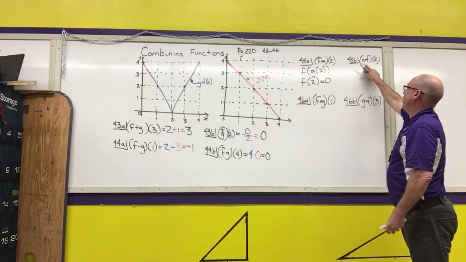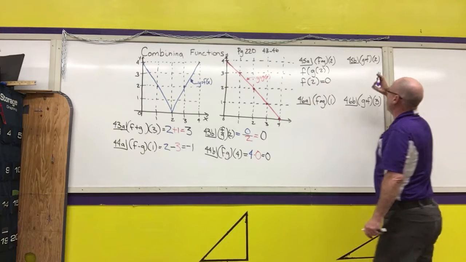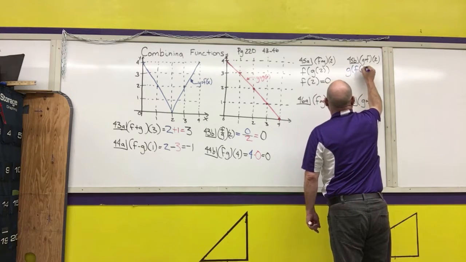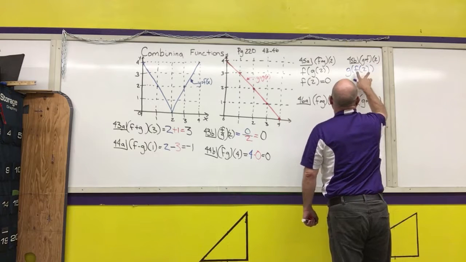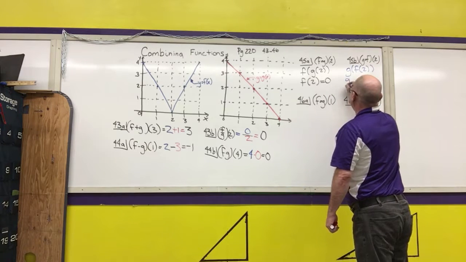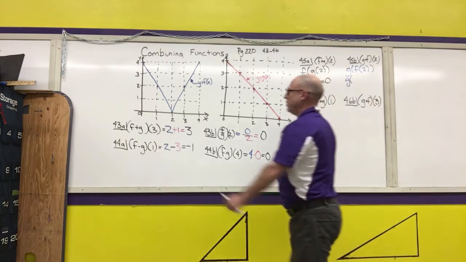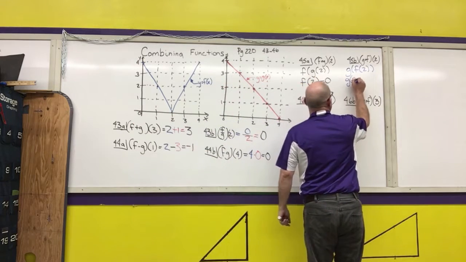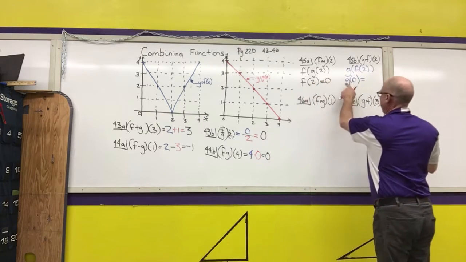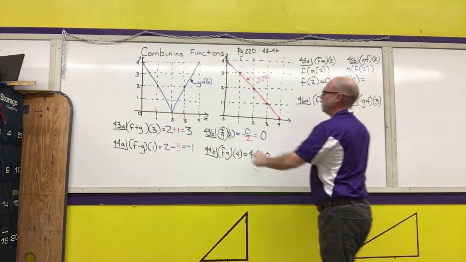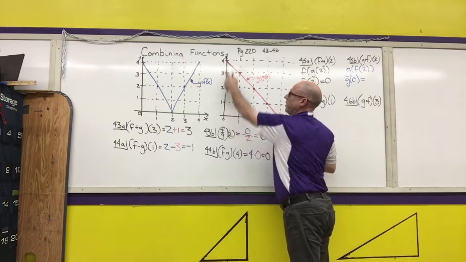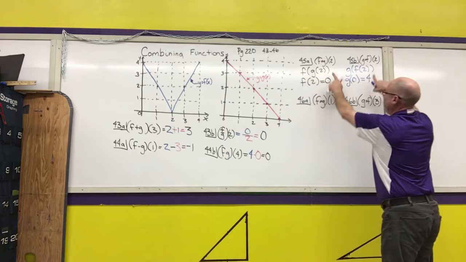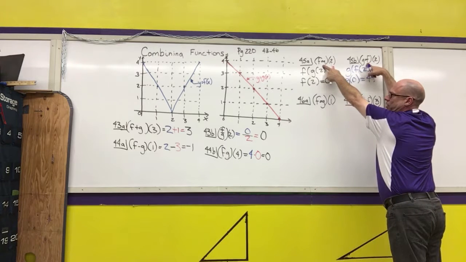Next, I want to do g of f evaluated at 2. So I'm going to write g of f evaluated at 2, where I need to find f of 2. Well, if I put a 2 in for f, I get 0, which tells me I want to now find what g of 0 is. And g of 0 is the value 4. And again, a reminder, order does matter when composing functions.